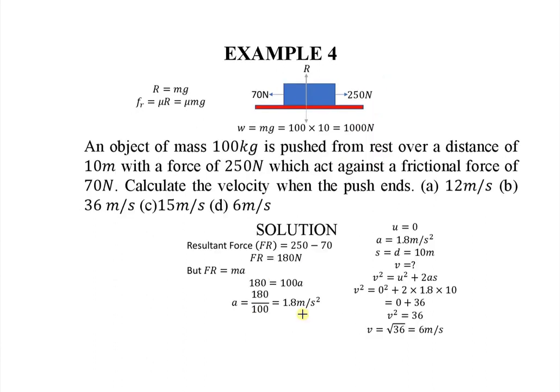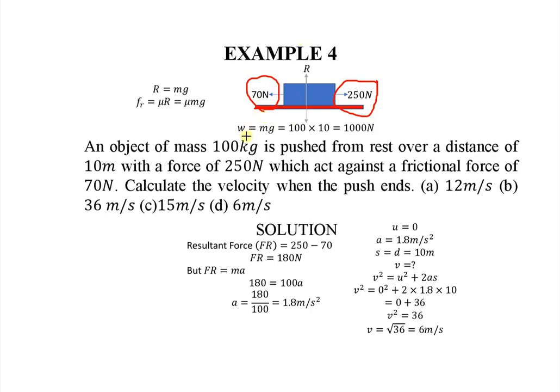Now, let's move on to the next question. Say an object of mass 100 kg is pushed from rest over a distance of 10 meters with a force of 250 Newton, which acts against a frictional force of 70 Newton. Calculate the velocity when the push ends. Now, let's look at this. The force that is pushing the body is what? 250 Newton. The frictional force acting on the body is 70 Newton.